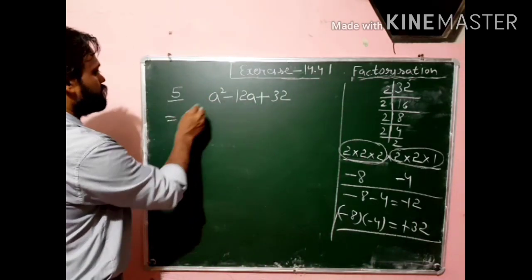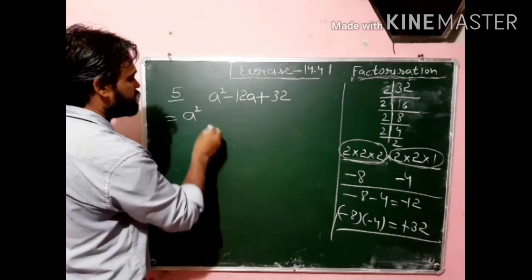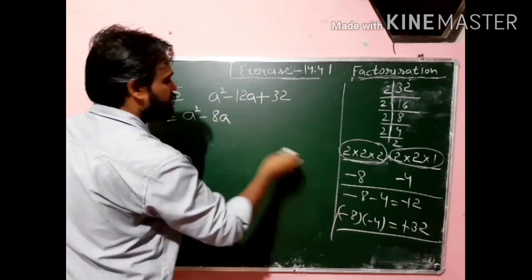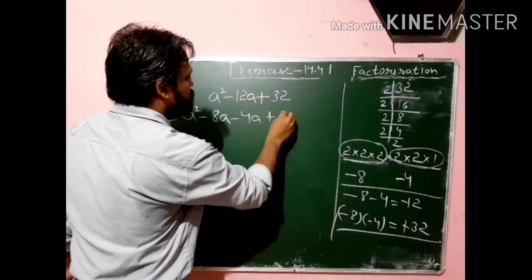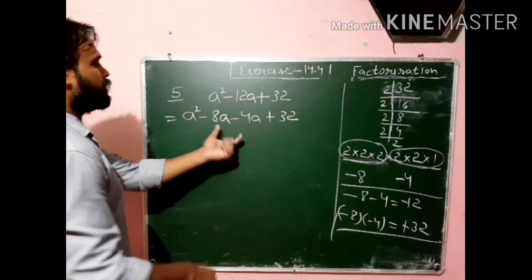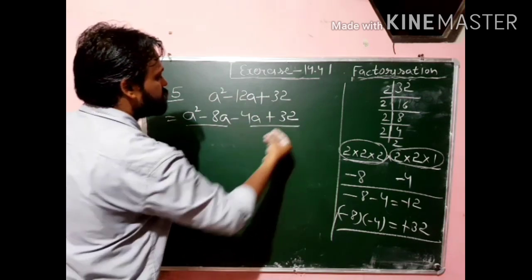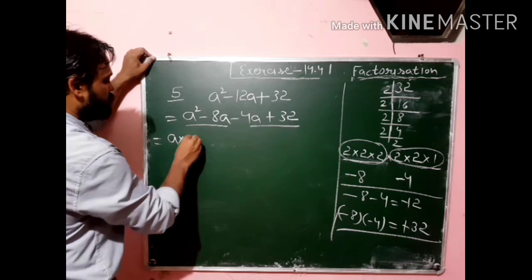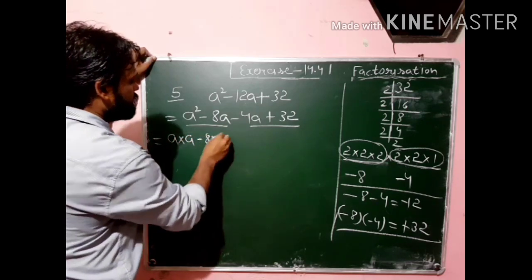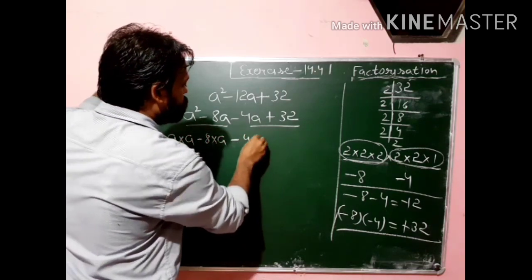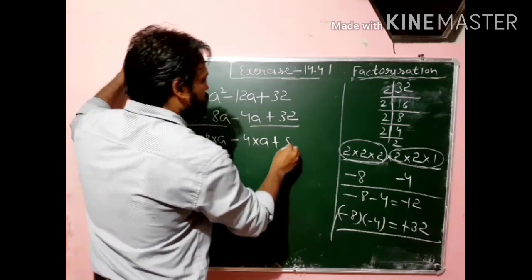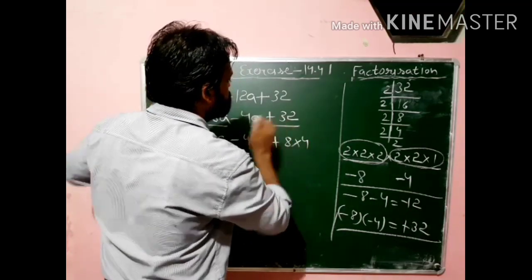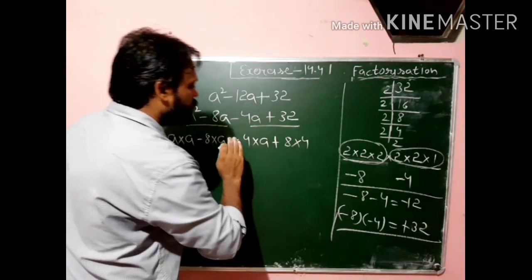So write down now a square, and of course minus 8a, then minus 4a, and then plus 32. So now separately we can solve. This is the first group, this is the second group. Okay, now solve this. First group: a square is a into a, and then 8 multiplied by a. Of course 4 into a, then plus 8 into 4, so 8 4s are 32. Like this way we can make the factors.